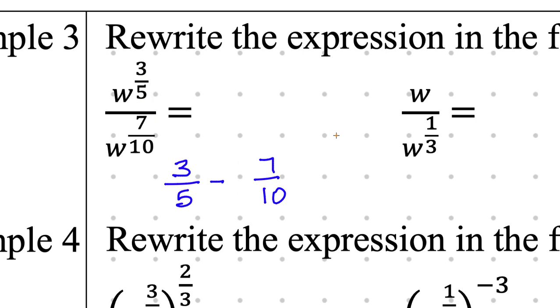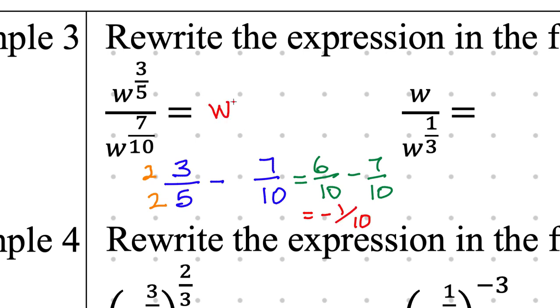How do we subtract? First, for the left fraction, you're gonna multiply the top and bottom by 2, so that it has a common denominator of 10. It will be 6/10 minus 7/10, and that will give you negative 1/10. Which means our final answer is? It's gonna be w to the power of negative 1/10. There it is. Thank you, India.